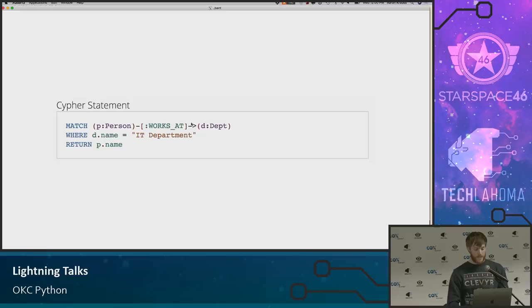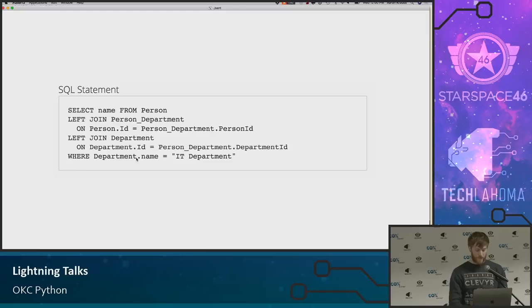There's actually, you can see an arrow here, and this is the relationship name, works at this department, and we're just saying the department name is IT, and then we're just getting back the name. So it's not SQL, but I think this is very easily readable, and if someone who was not a developer, they could probably read this significantly easier than they could this, for example.